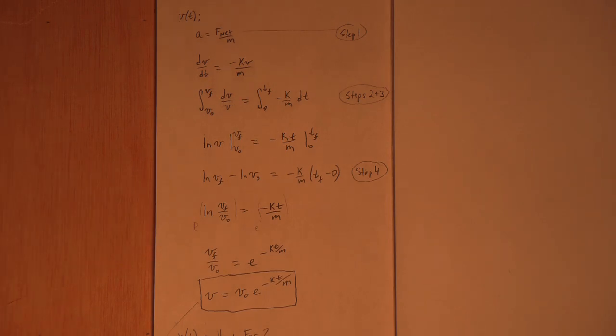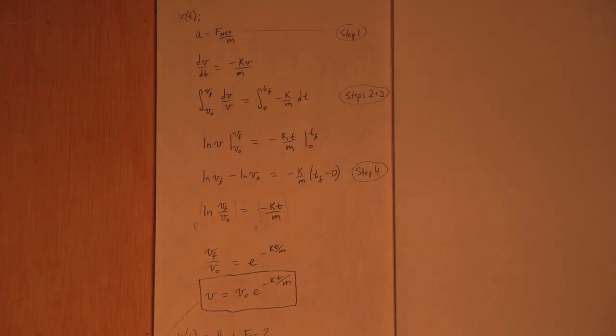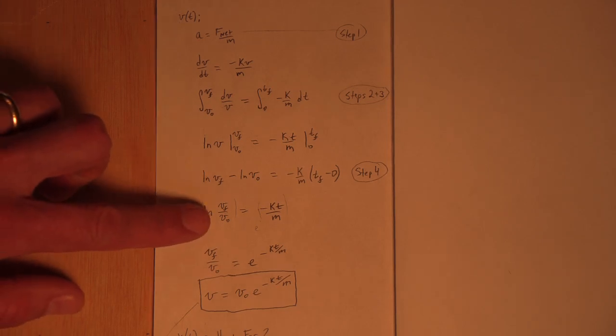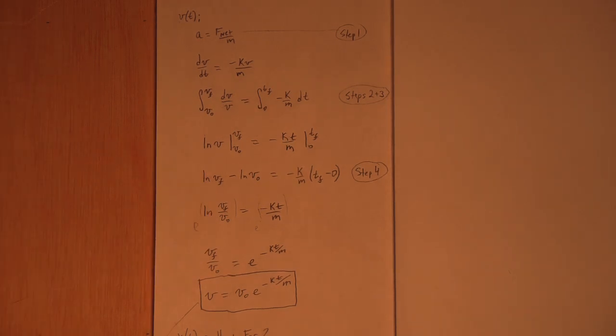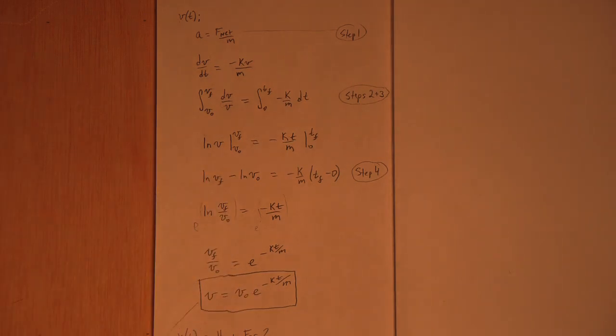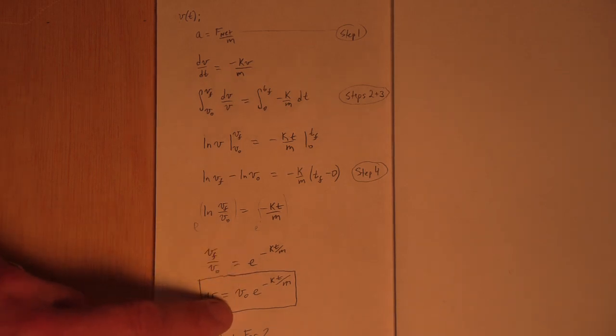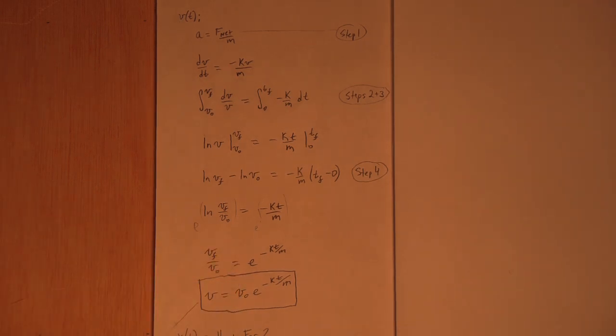The way we do that is we plug both sides of the equation into the exponential function. e to the log gets rid of the log, and we're just left with v final over v0. And then this is e to that, e to the negative kt over m. And so what we have is our final velocity, when we move that to the other side, is the original velocity times the exponential to the negative power.